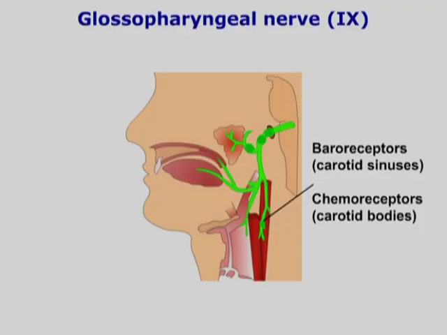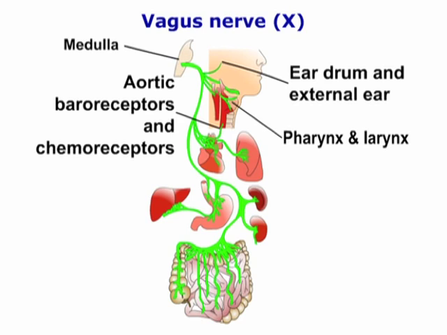The descending carotid branch of the glossopharyngeal nerve supplies the baroreceptors in the carotid sinuses and chemoreceptors in the carotid bodies. These sense blood pressure changes and the concentrations of blood oxygen and carbon dioxide. The sensory component of the vagus nerve supplies the tympanic membrane and external auditory structures. The vagus nerve also supplies the aortic baroreceptors and chemoreceptors.